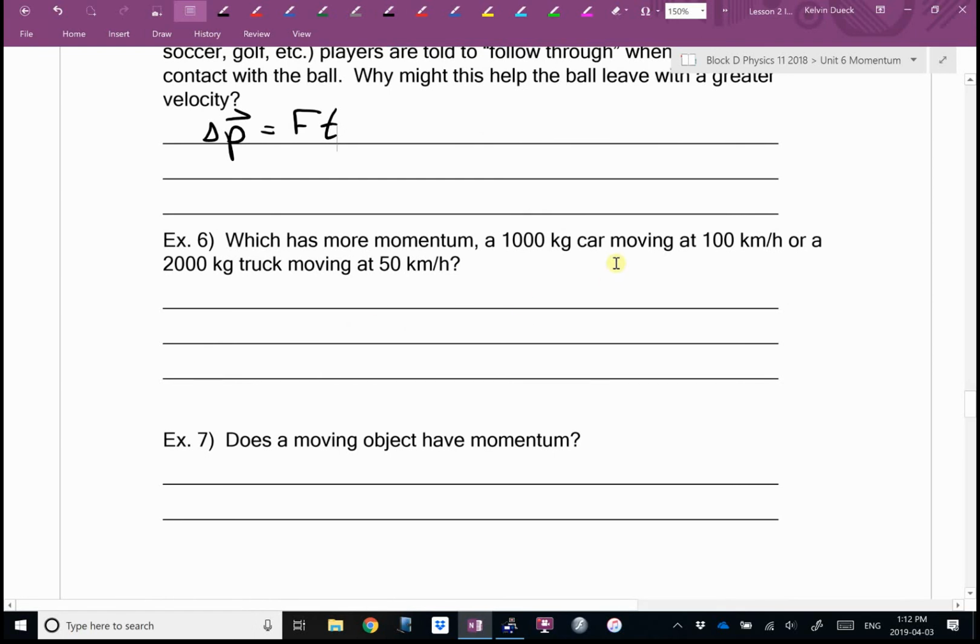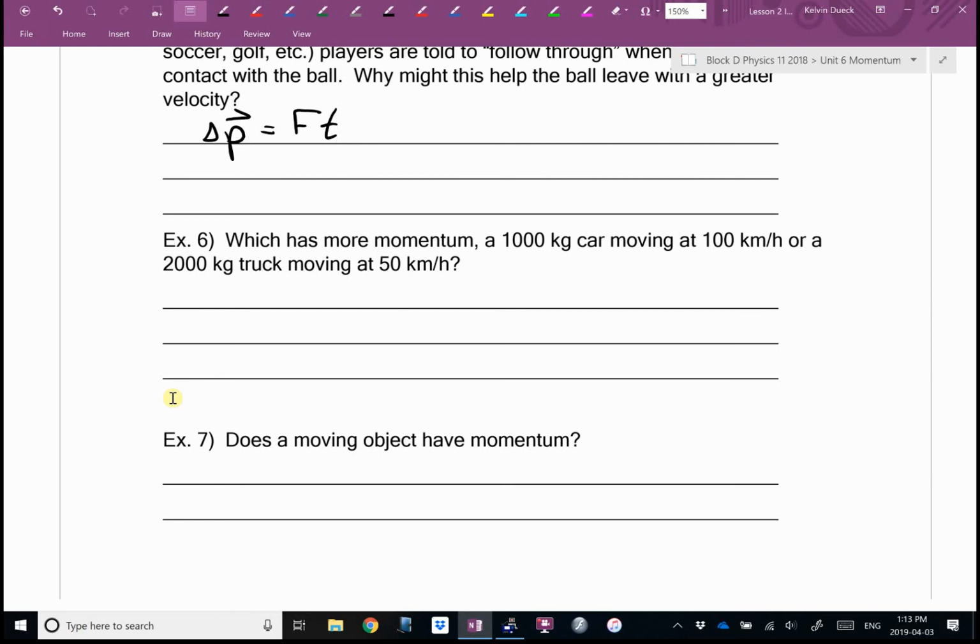What has more momentum? A 1,000 kilogram car moving at 100 kilometers per hour, or a 2,000 kilogram truck moving at 50 kilometers per hour? I heard somebody whisper maybe already. I thought I heard someone whisper the answer under their breath. No, maybe I didn't. Momentum is what times what?